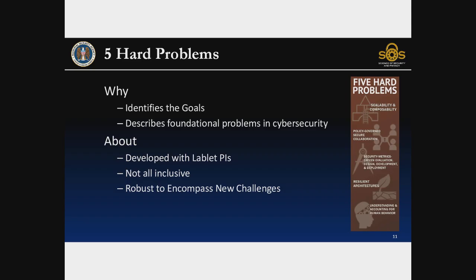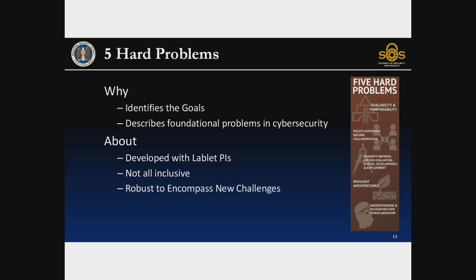Okay, but what are they actually working on? So we have developed these things called 5 hard problems. They are not the white bullet points on the slide. They're over there in the brown graphic. But they were created to set up goals for the larger community. These are things that we're working towards. We have these challenges. They were created in consultation between NSA and the heads of the lablets, the principal investigators of the schools.